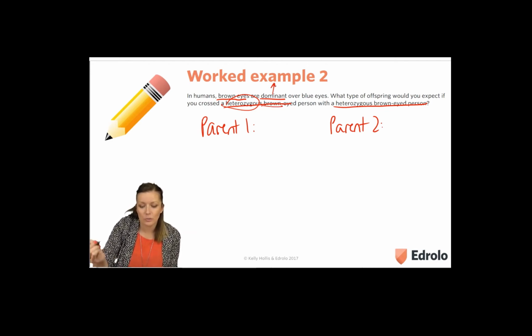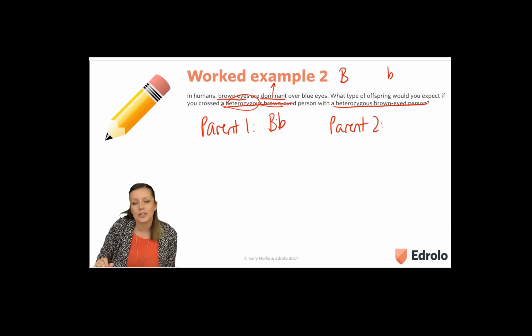So brown is dominant again. So let's assign a letter for our dominant brown eyes. Nice and easy here. We can have big B for dominant and little b for recessive. Of course, it's nice and easy to distinguish between the two. So if parent 1 is heterozygous, they have to have one of each. So their genotype is big B, little b. Then parent 2 is also heterozygous, so their genotype is also big B, little b.